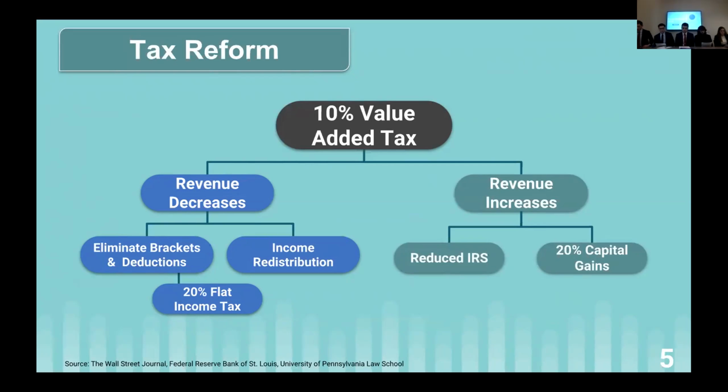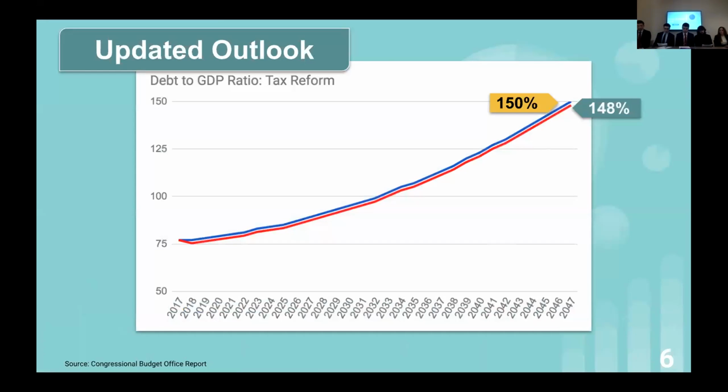To combat the regressive nature of a value-added tax, we propose creating an income redistribution program, such as prepaid cash cards distributed to lower-income Americans. Additional revenue will be raised through reducing the collections department of the IRS, as total income tax returns will decrease by over 110 million. This will save over $2 billion annually, and as a step towards simplicity while increasing revenue, we propose increasing the capital gains tax to 20% to match the income tax rate. This overall yields a net revenue increase of $106 billion in 2018 and will decrease the 2047 debt-to-GDP ratio by 2 percentage points down to 148% overall.